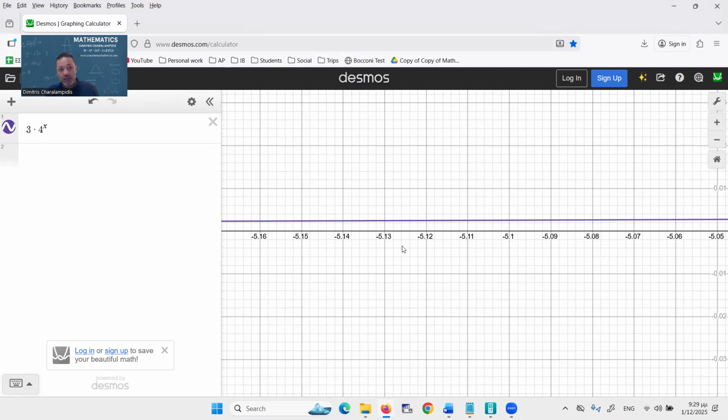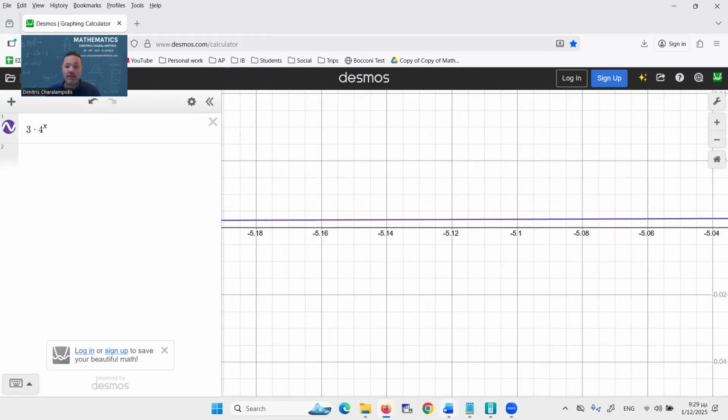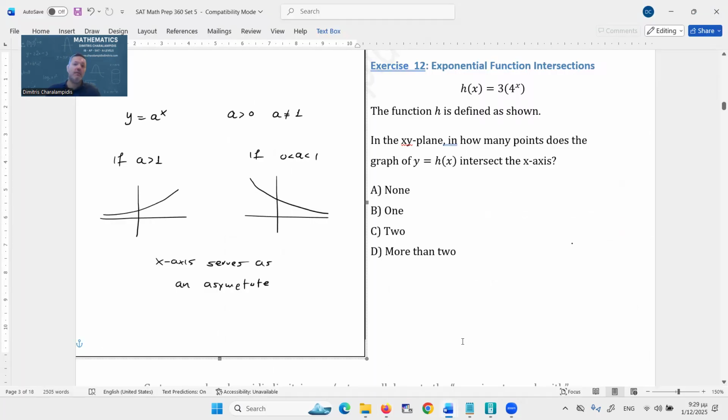But for these cases, because we get to see exponentials really often, I want you to remember what we discussed in theory in the beginning, that none of these two cases ever cuts the x-axis. Overall, the right answer for this question would have been A.